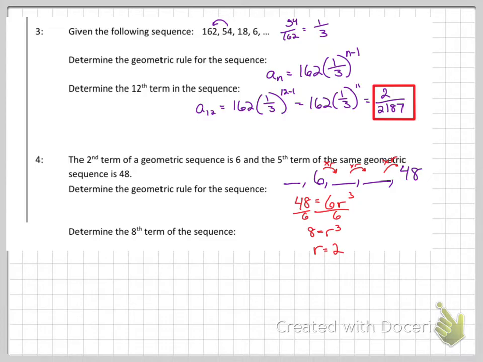So now I know r, now I need to go back and find what would have been the first term. So if they're multiplying by 2 each time, divide by 2, this must have been 3. So a sub 1 is 3. We found r to be 2, n minus 1 for your exponent. 8th term, plug in 8. 2 to the 7th times 3, 384.